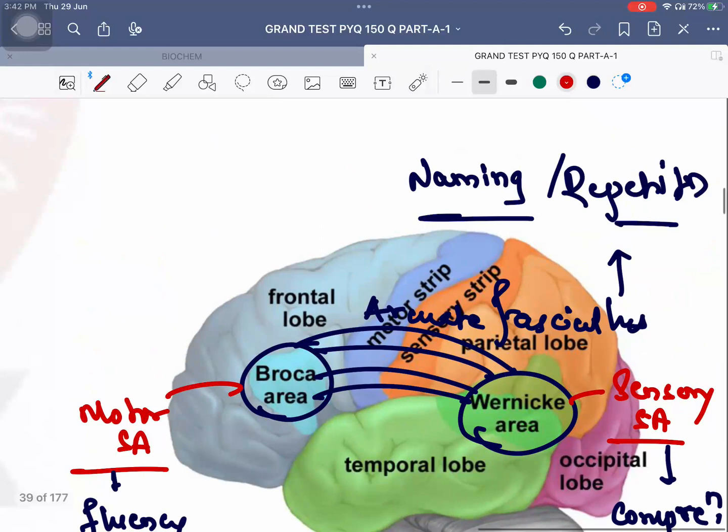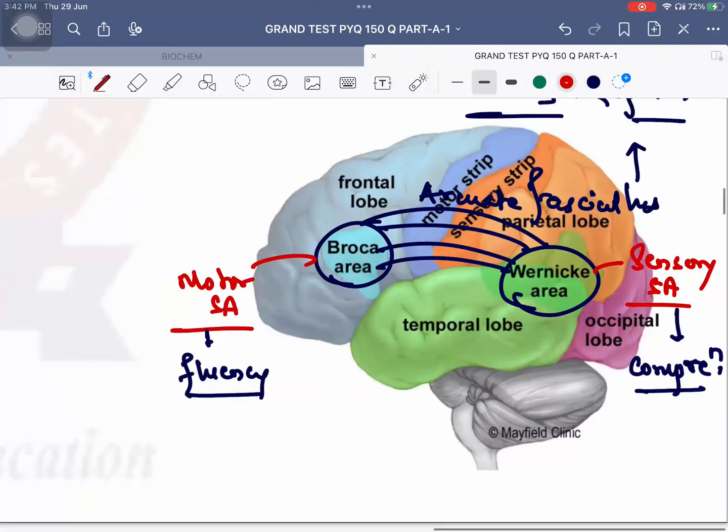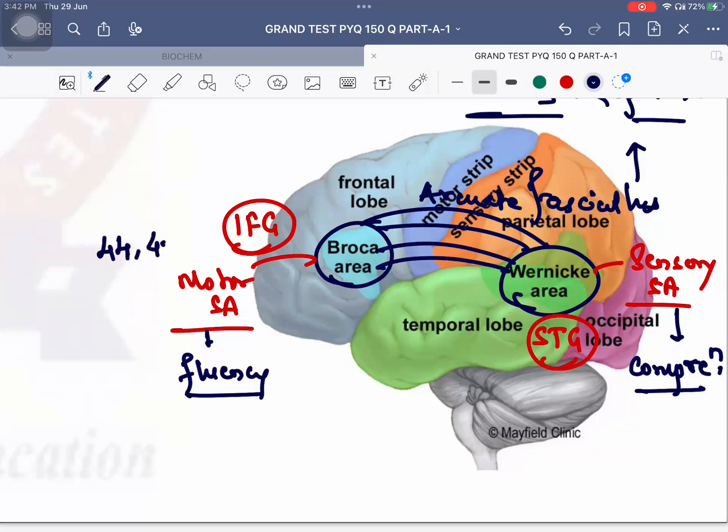ठीक है? Now important is Broca's area is located in which lobe? Frontal lobe. It is located exactly in the inferior frontal gyrus. Whereas Wernicke's area is located in which lobe? Temporal lobe. It is located in the superior temporal gyrus. Area number for Broca's? It is 44 and 45. So area number 44 and area number 45 are the Broca's area or the motor speech area.